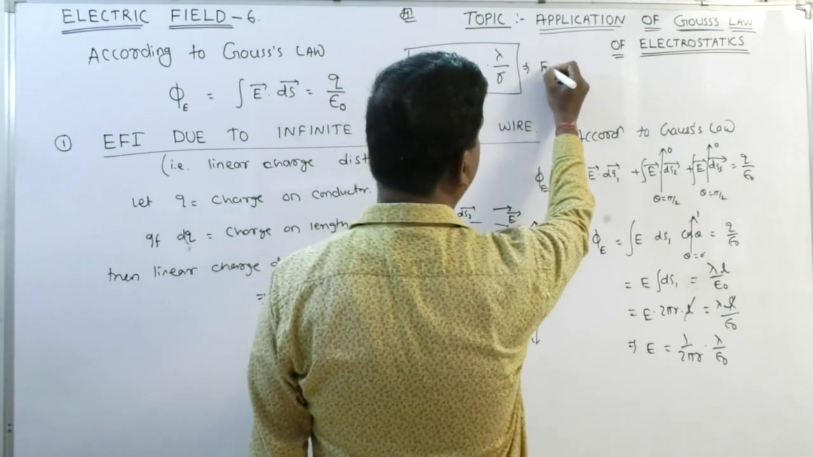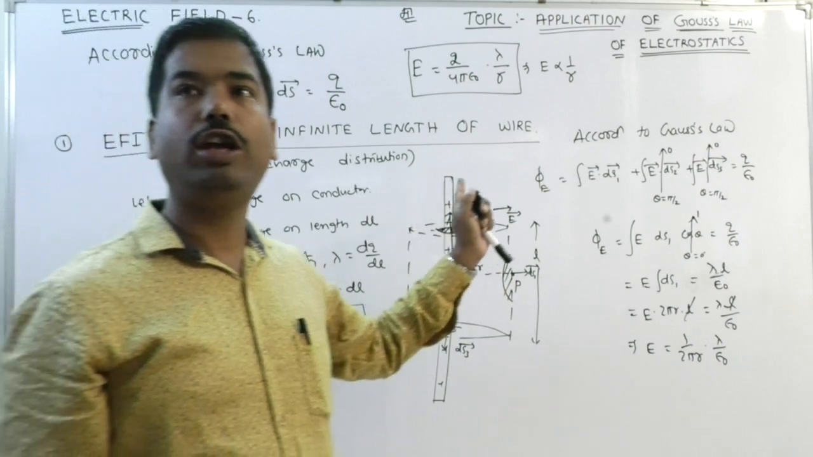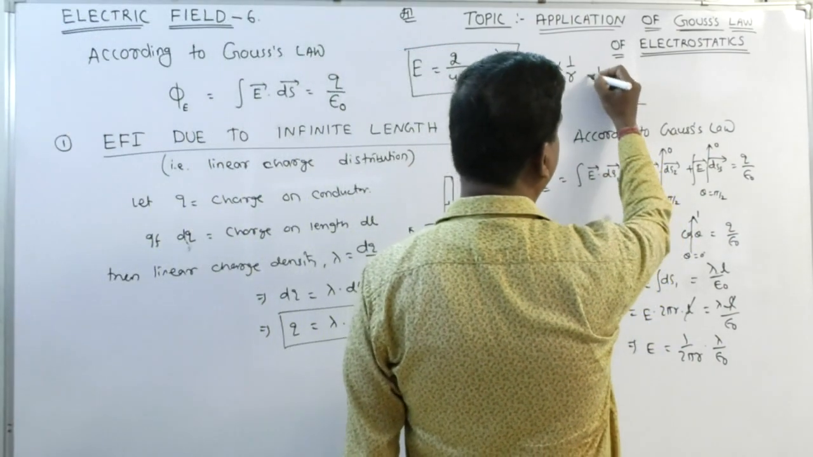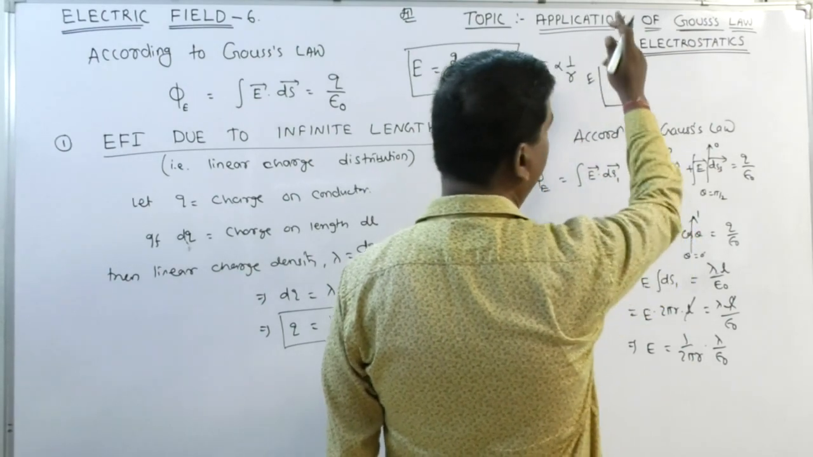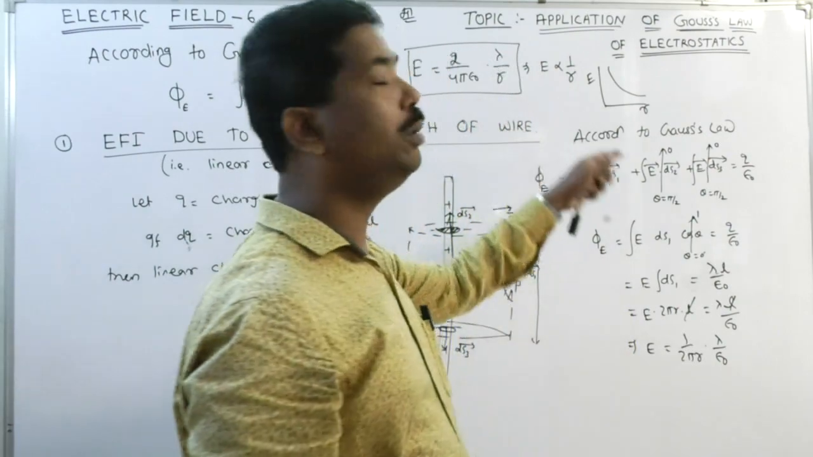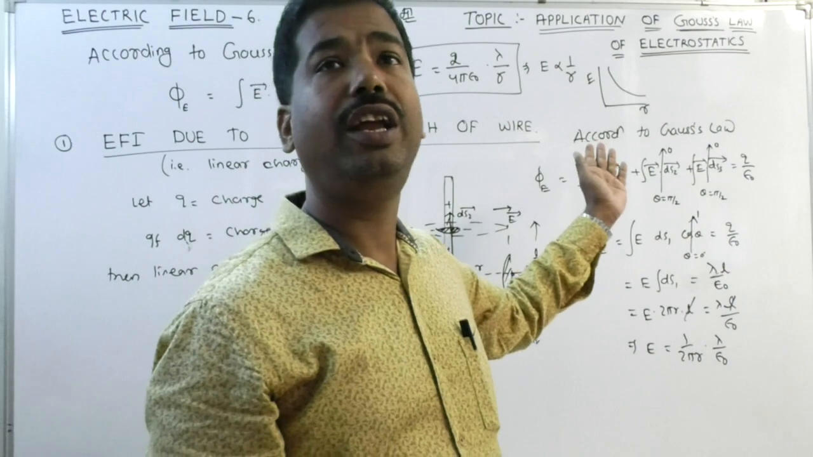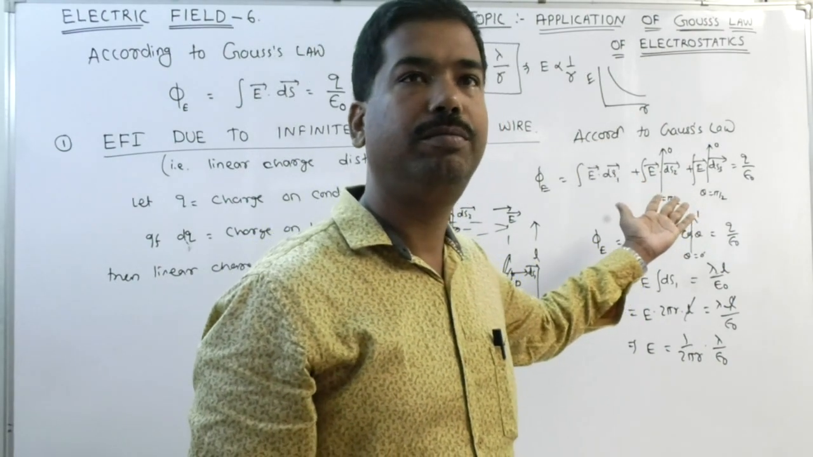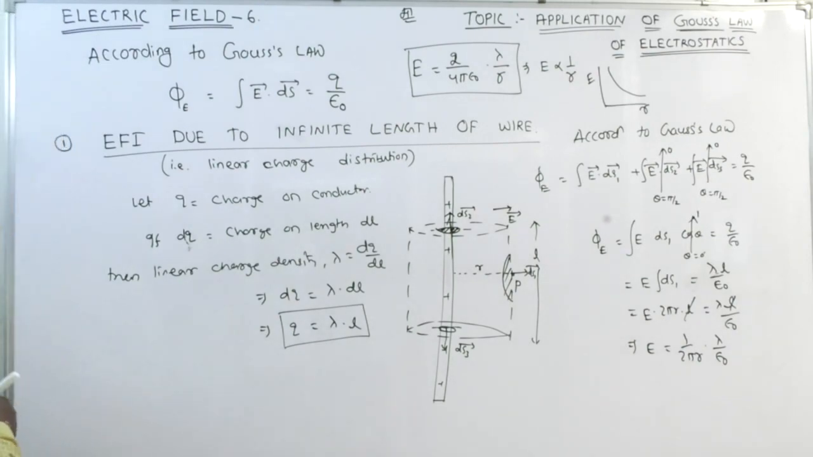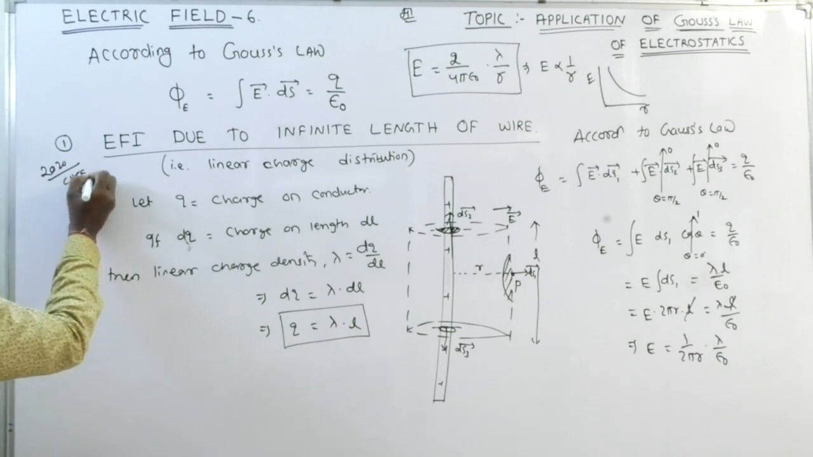Here we conclude that E is proportional to 1 by R. Clear? If you plot a graph for that, E will be along the y-axis and R along the x-axis. Because it is inversely proportional, when the observation point R gradually increases, the electric field gradually decreases, and vice versa. Clear? This is a very important question, and I hope it appears in 2020 CHS.